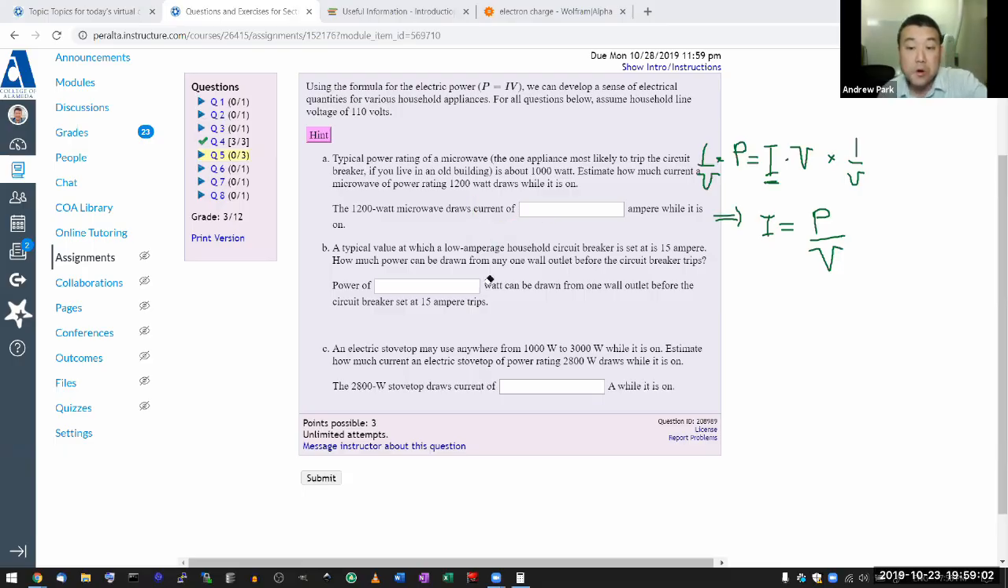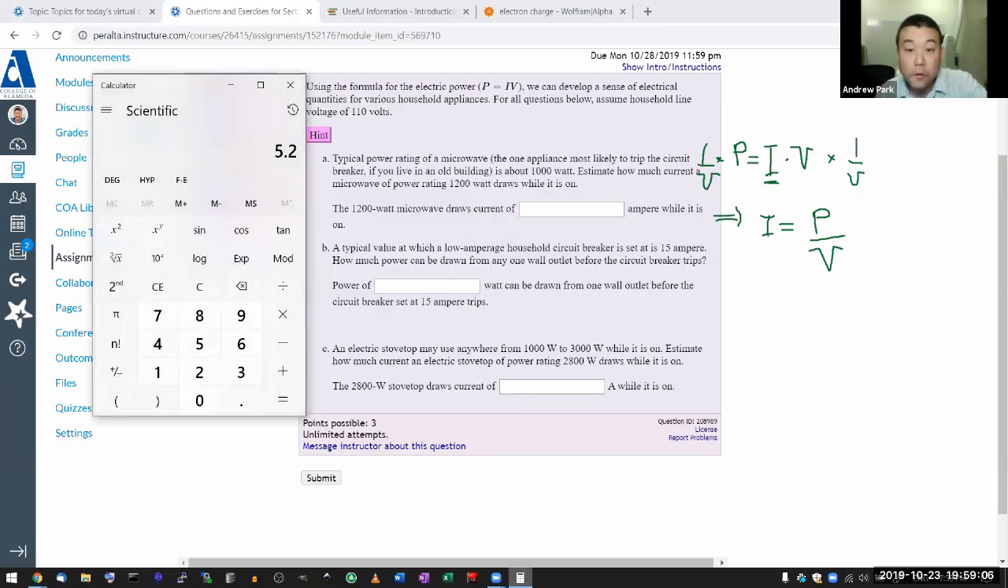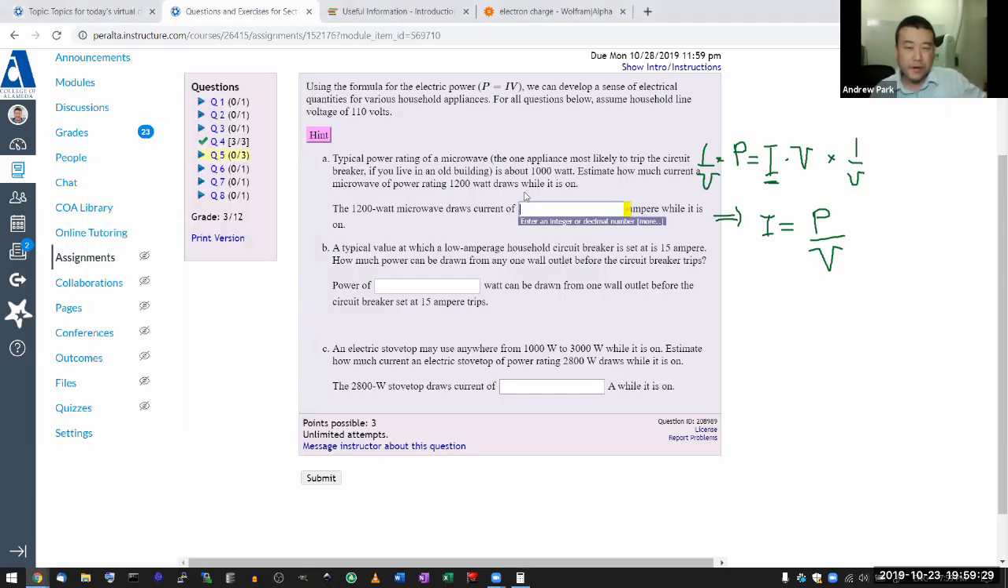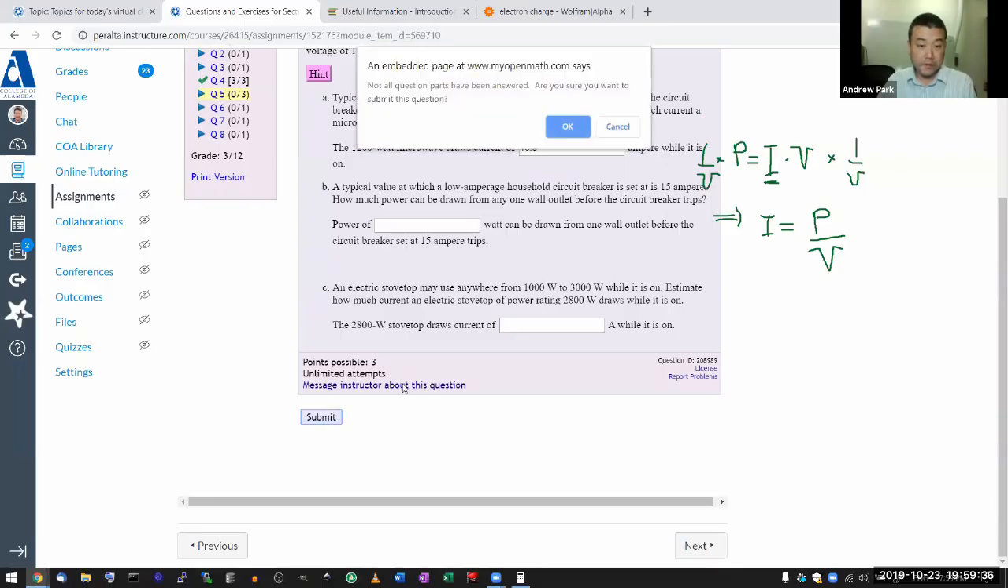So, all right, I'll just plug in the numbers. For power, it's going to be 1,200 watt, and voltage, if it's the same as regular household, is 110 volts. So divide by 110, you get 10.9 ampere. That's actually a fairly large amount of current if you are dealing with electronics.